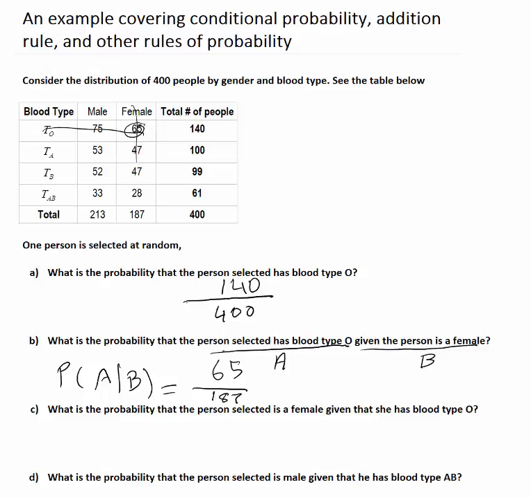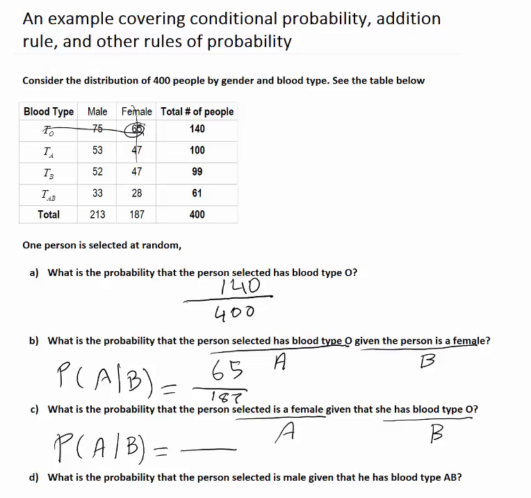What's the probability that the person selected is female given that she has blood type O? The person selected is female, that's the first event, A. Given that the person has blood type O, that's event B. So we want the probability of A given B equals.